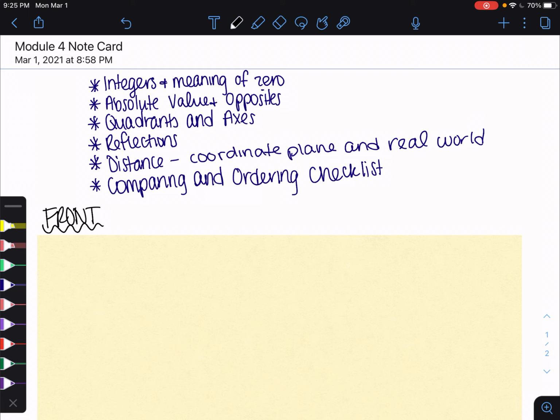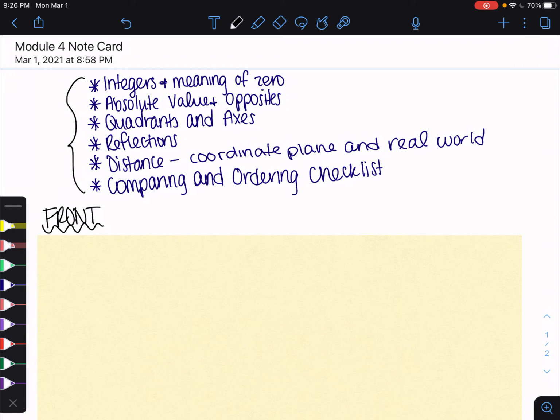So up here at the top, I've got a list of our major topics from the chapter. We talked about integers and the meaning of zero, so I'm going to include some examples of those. Absolute value and opposites: what absolute value means and how we evaluate it, and all those things that we did with opposites and the opposite of the opposite and all of that.